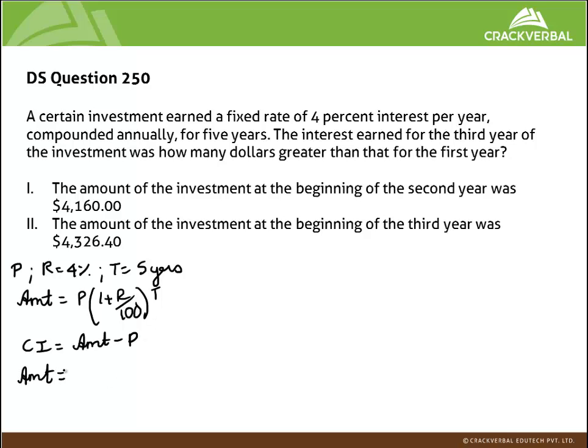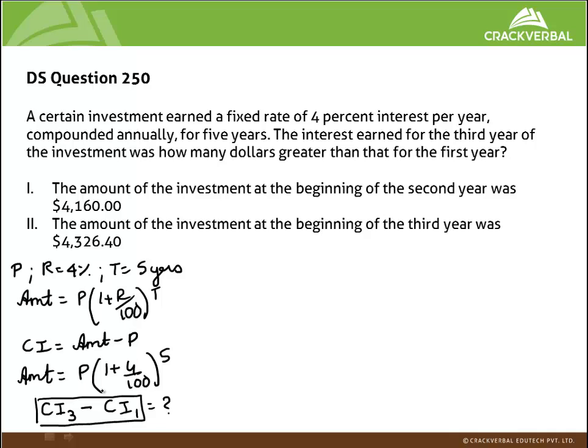So the amount earned at the end of 5 years here is going to be P into (1 plus 4 by 100) to the power of 5. And the question asks, the interest earned for the third year of the investment, let us call that CI3, was how many dollars greater than for the first year, let us call that CI1. So we need the difference between CI3 and CI1.